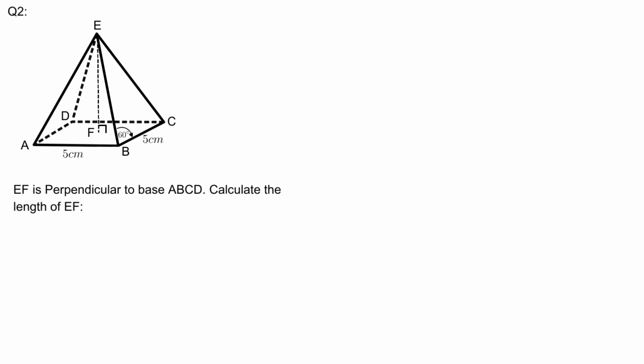Let's work our way backwards, starting from the final triangle EFS. S being the point in the middle of B and C, so that ES is the slanted height. Because EF is perpendicular to the base ABCD, the distance of FS will be half of 5 centimeters, which is 2.5 centimeters. EF is the length that we want in our final answer, and we can see that ES, the slanted height, is missing. So let's find it.